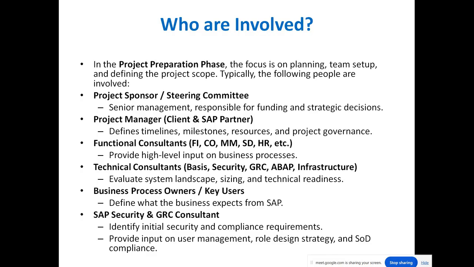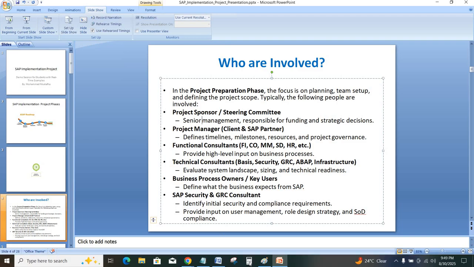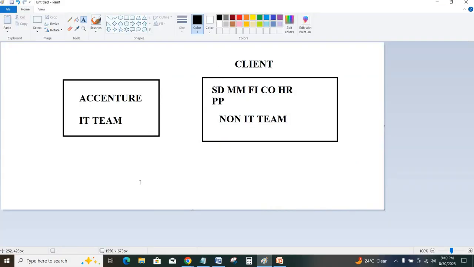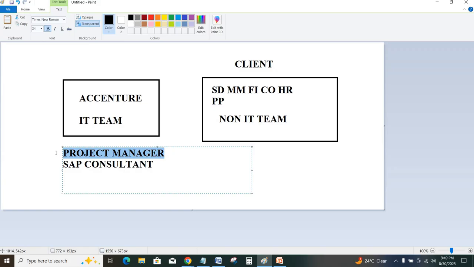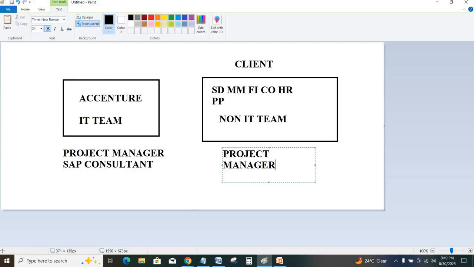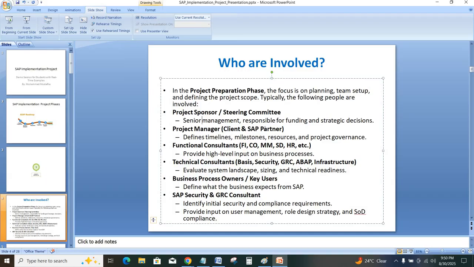The second person is the project manager. The project manager, in the sense, is from both the client side and the SAP partner. For example, this is Accenture, here is our project manager. Suppose you are working as an SAP consultant, we have one project manager, because this project manager is responsible for one project, the project which we are going to implement. Like that, here also there is a project manager, who is managing the project. So on both sides, they are project managers, client and SAP partner.